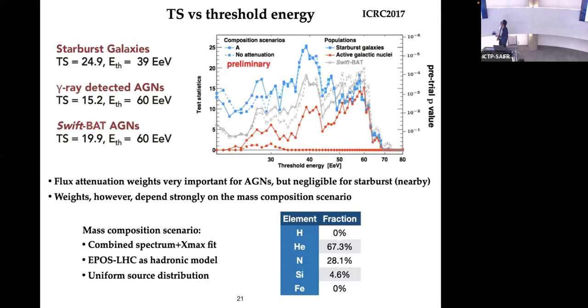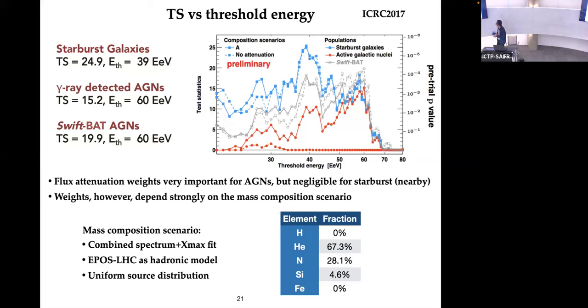If you do so for these two populations, this is how the TS evolves as a function of the threshold energy. So we do this for different energy thresholds. We scan over alpha and theta for different energy thresholds until we maximize the TS. You see that red is AGN, blue is starburst galaxy. There's a maximum for the blue points around 40 EeV, and the maximum for AGN, the red dots, is more around 60 EeV.